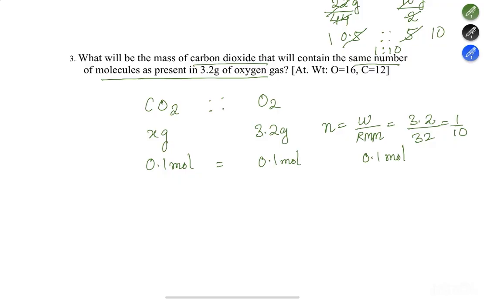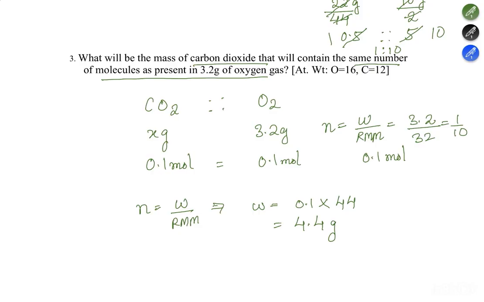So what we can do now is convert these moles of carbon dioxide to mass. Now how do we convert? Again we are going to apply the formula: moles equal the given mass upon the RMM of carbon dioxide. Now we have to calculate the given mass, which is W. The moles we calculated is 0.1. RMM of carbon dioxide, if you calculate, you will get 44. So the answer you will get is 4.4 grams.